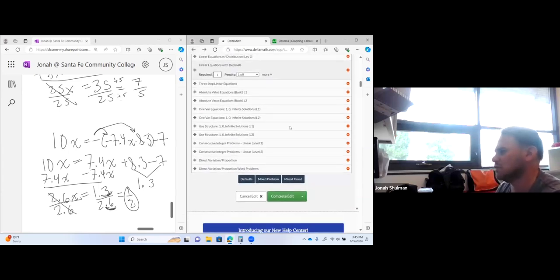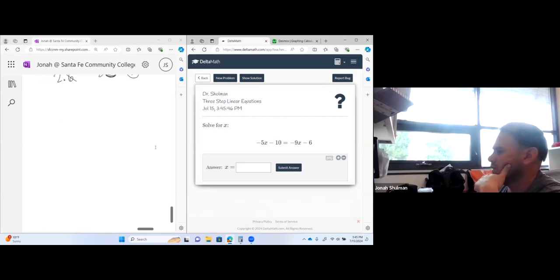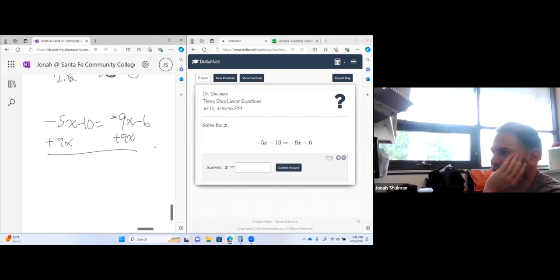Okay, so let's do a 3-step before we get into these crazy ones. So here's just a basic 3-step equation. 5x minus 10 equals -9x minus 6. The first thing I'm going to do is I'm going to add 9x to both sides. That's my first step. That's going to give me 4x minus 10 equals -6.